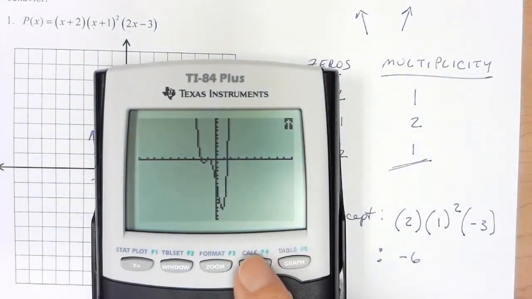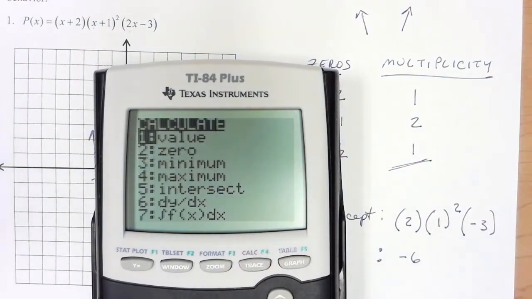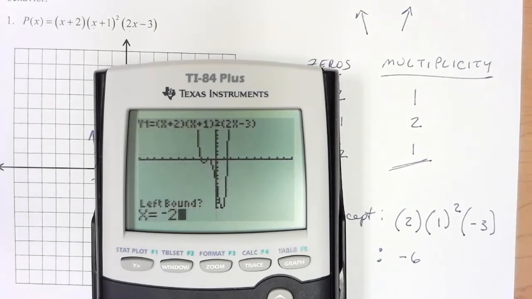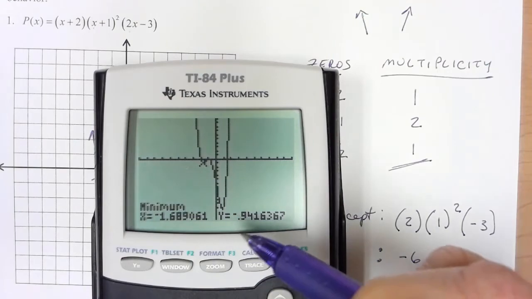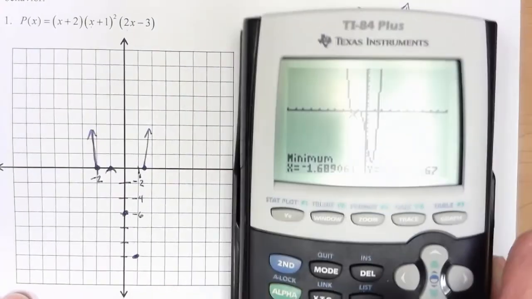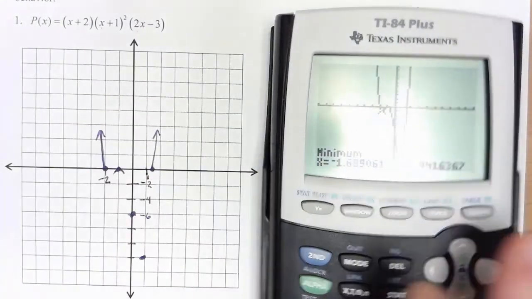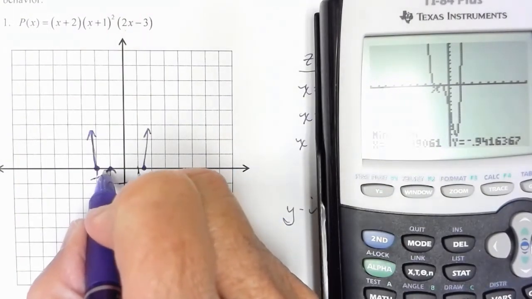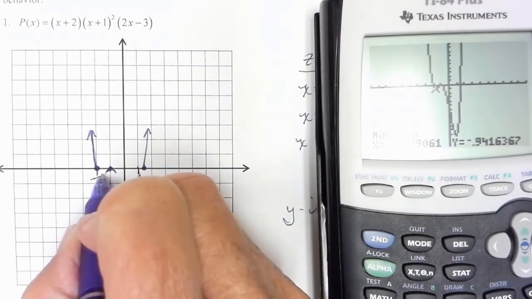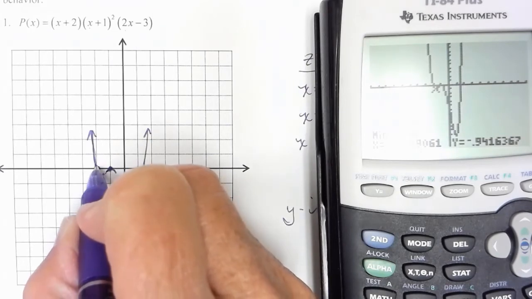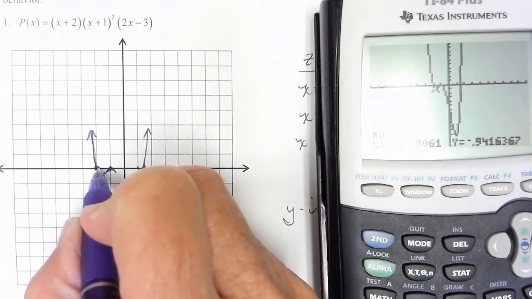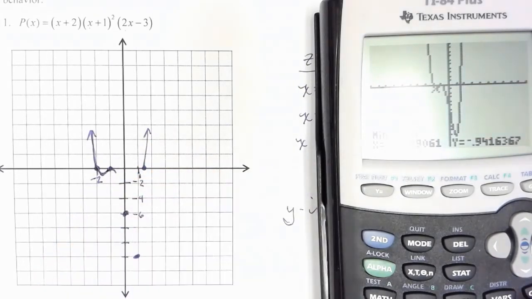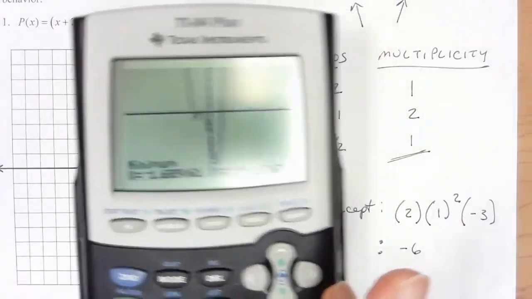So second trace for the calc menu, number 3. I'll type in -2, type in -1, and I don't guess. So -1.6, almost to -1. So I just have to estimate that. -1.6, almost to -1. So I'm going to do it right there. So my curve is coming down, going up. It's not too bad.